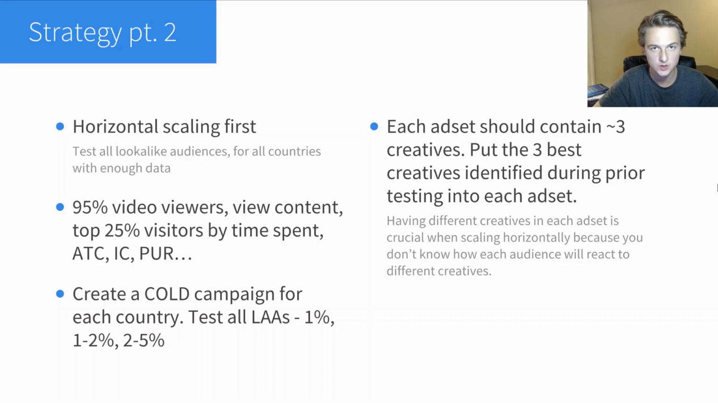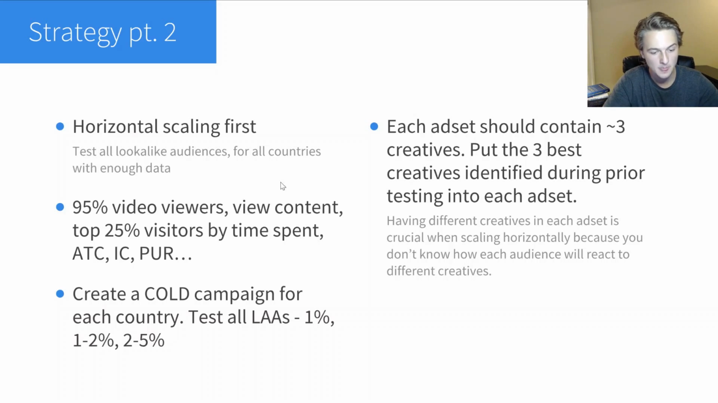Now moving on to the actual strategy. The first part of the strategy is to scale horizontally first if you haven't. So you want to test all lookalike audiences for all countries that you have enough data for. By all lookalike audiences, I mean as many different source custom audiences as possible. You want to try them to build a lookalike audience from. So that includes 95% video viewers. You could also test 75% video viewers if you wanted.